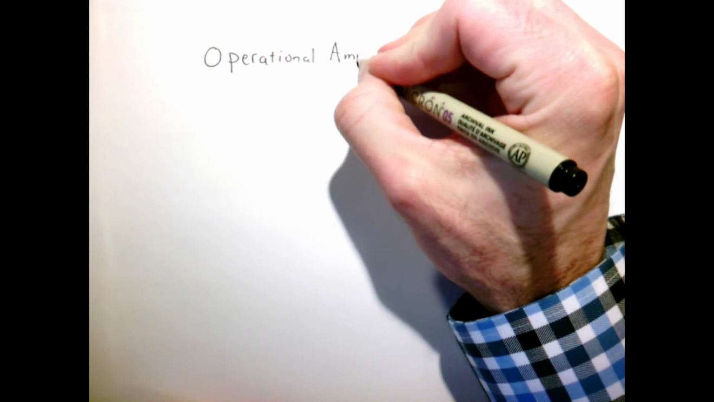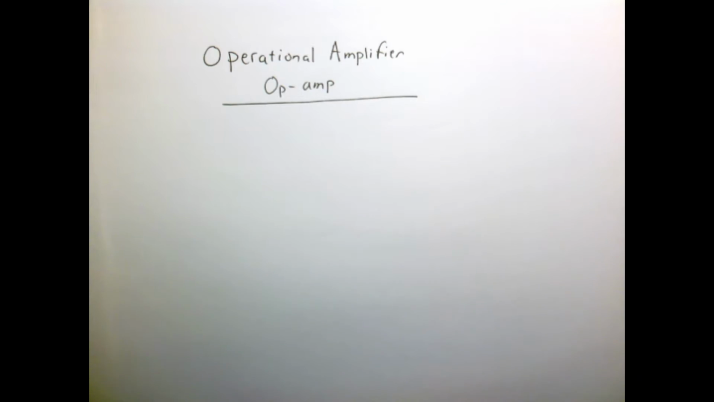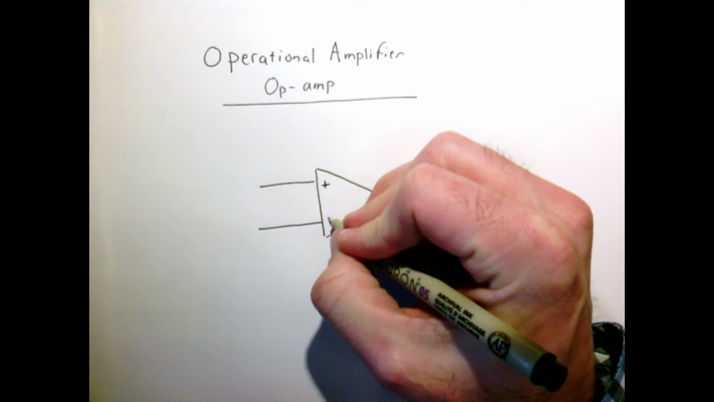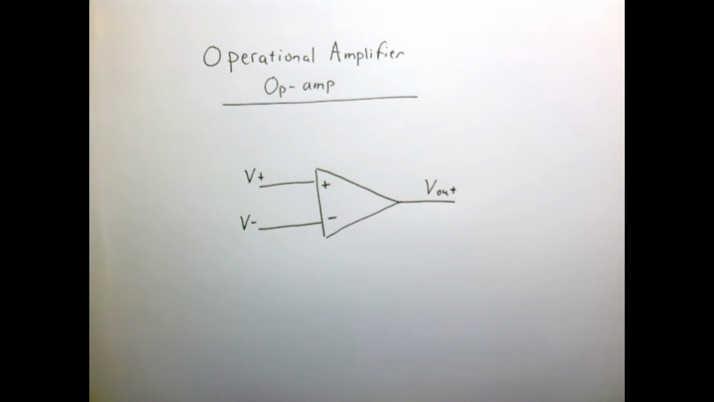So today we're going to discuss the operational amplifier, or the op-amp. Let's start with the circuit schematic. The basic circuit schematic that you'll see a lot is the following.